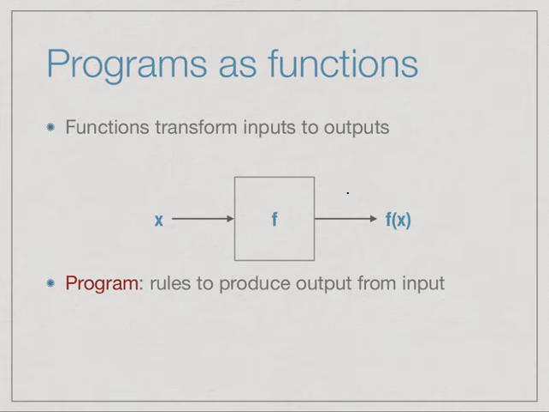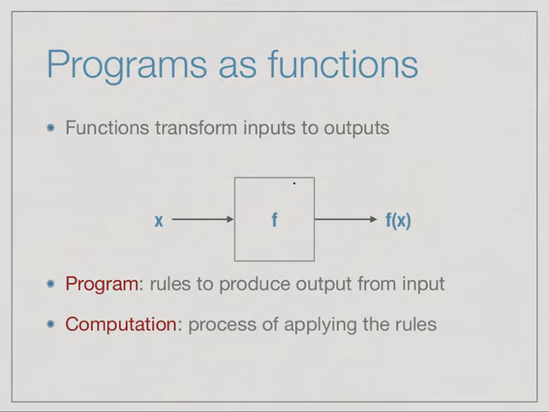So when we write a program in a functional programming language, what we are doing is specifying the rules that describe how to generate a given output from a given input. And when we compute in a functional programming language, we apply these rules to the input that is given to us in order to actually produce the output that is expected.